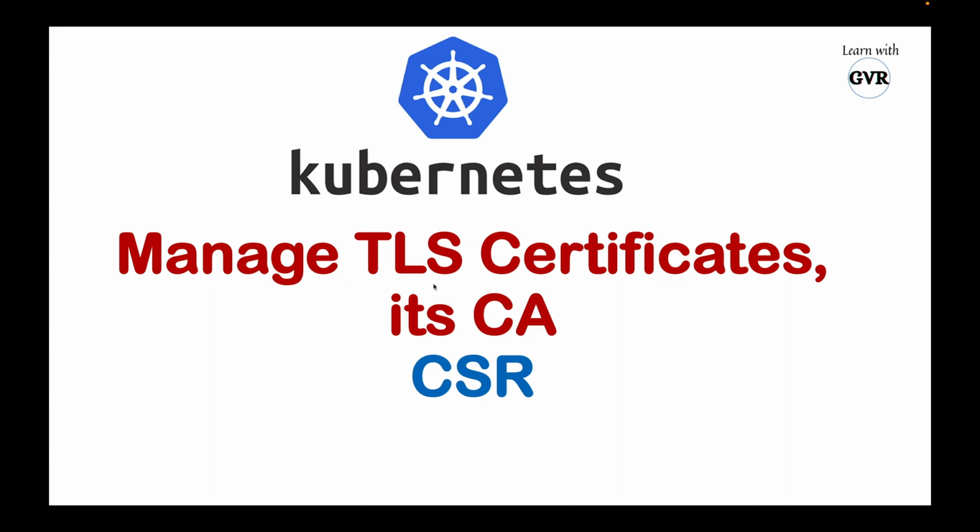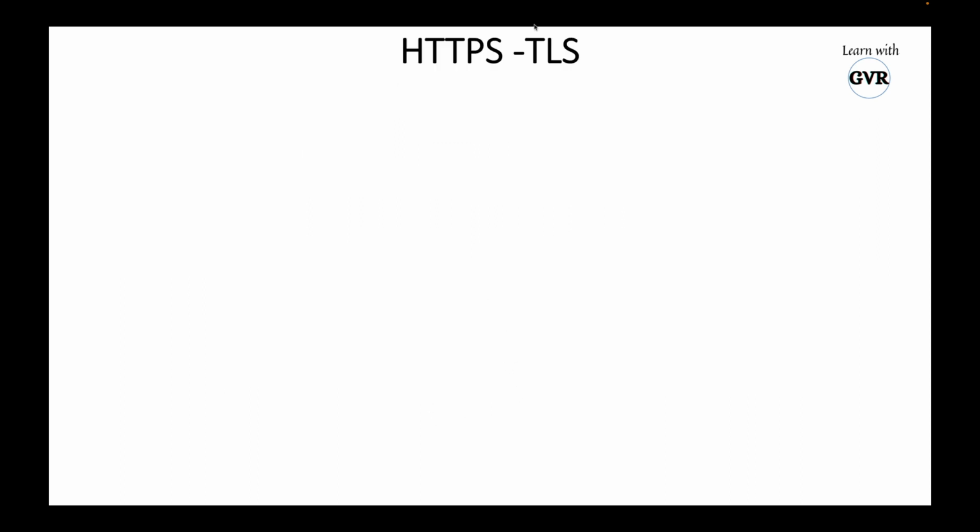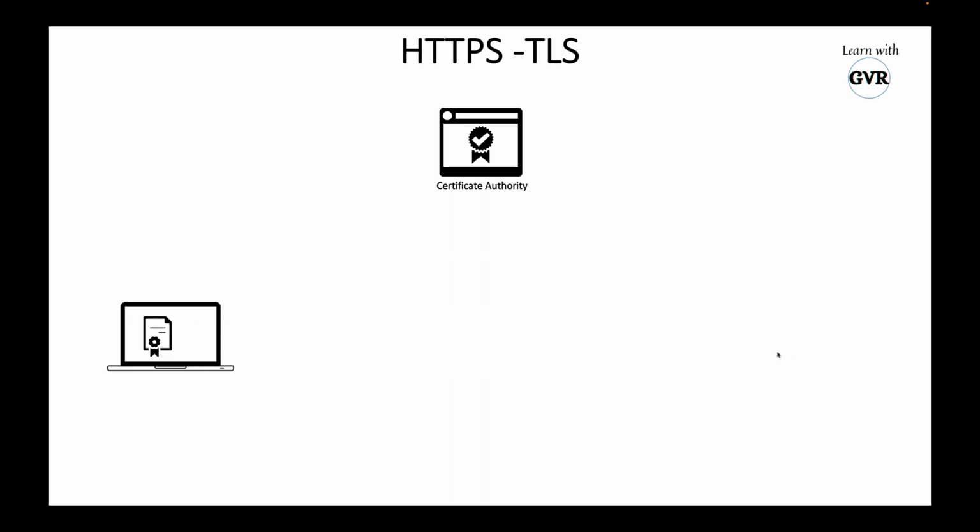Kubernetes manages TLS certificates, using certificate authorities and certificate signing requests, which is called CSR. Before going to TLS, let's try to understand HTTPS and where TLS comes into the picture. So let's say you have one browser and there is a web server. You are trying to hit some website.